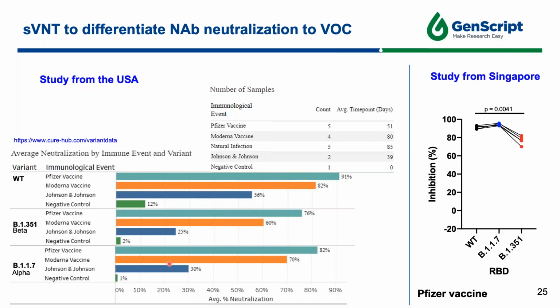A study from Singapore investigated people who have taken the Pfizer vaccine. The study shows that their inhibition level against the wild type and the alpha still remains high, but there's a significant drop when it comes to the beta variant.